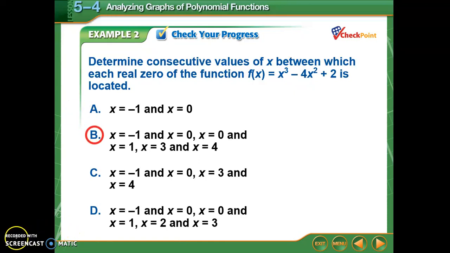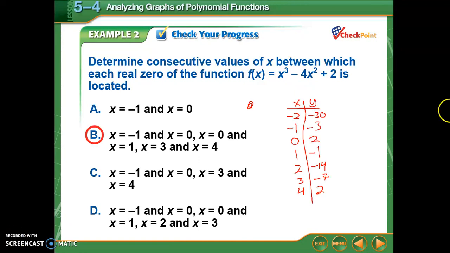Okay, the answer here should have been B, and I'll show you a table of values. All right, here's my table of values. So again, I'm looking at the y values first. So here's a change of sign. It goes from negative to positive. Here's another one. It goes from positive to negative. And then here it goes from negative to positive.